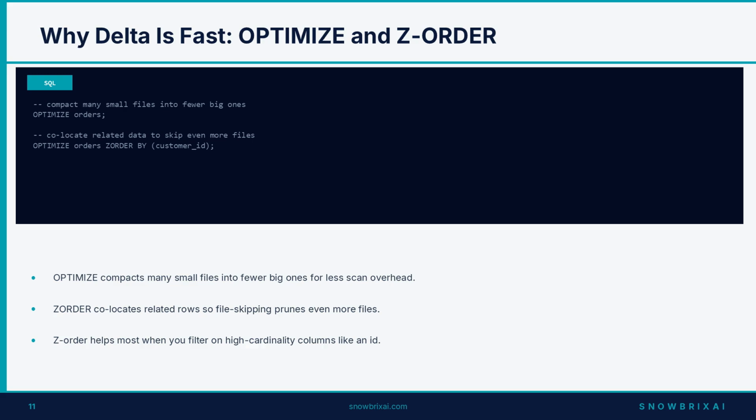When does Z-order pay off? When you filter on a high cardinality column, like a customer ID or an order ID. Optimize fixes file size, Z-order fixes layout. Together they make your reads fly.